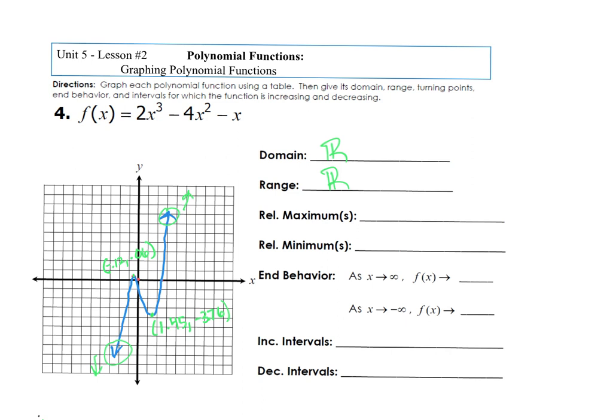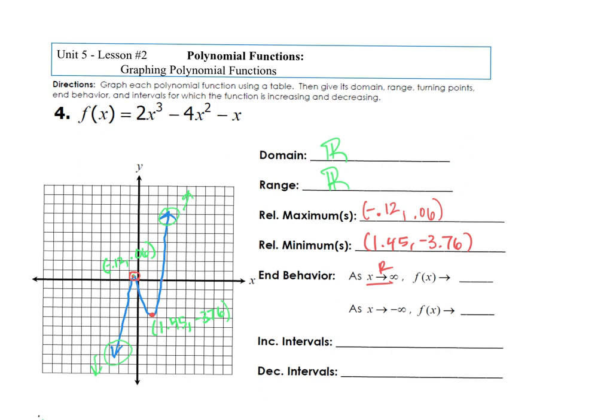My maximum will be right here. It's the only high point or like top of a hill. So that was at negative 0.12, comma 0.06. And we have one minimum or low point, and that's at 1.45, comma negative 3.76.